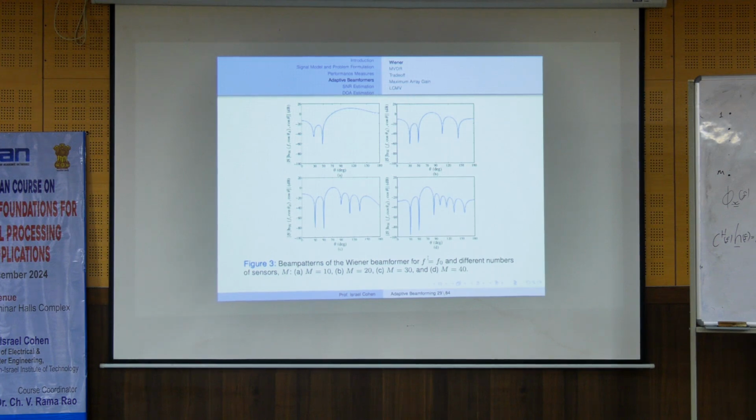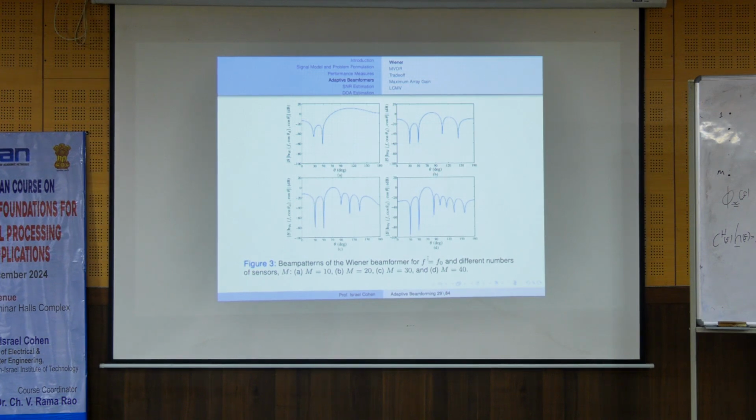Even though, did we have information on this? No. We didn't use such information. We didn't try to make the beam more narrow. But when we increase the number of sensors, we see that in the beam pattern the main beam becomes more narrow, and also the nulls in the directions of the interferences, 30 degrees and 50 degrees, become deeper. So this makes sense.